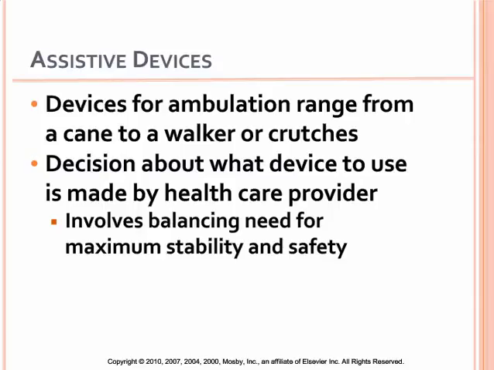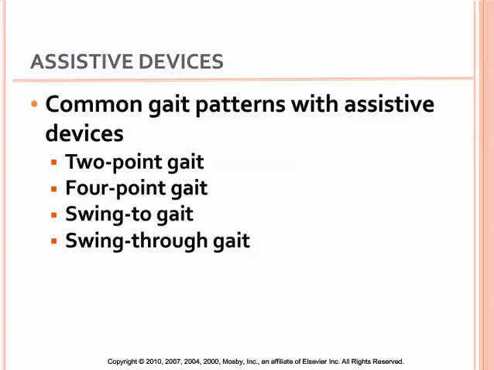Various assistive devices are available, cane or walker or crutches. It's the healthcare provider that makes the decision about which device should be used, and it really involves balancing the need of maximum stability and safety. Common gait patterns with assistive devices are 2-point gait, 4-point gait, swing to gait, and swing through gait.